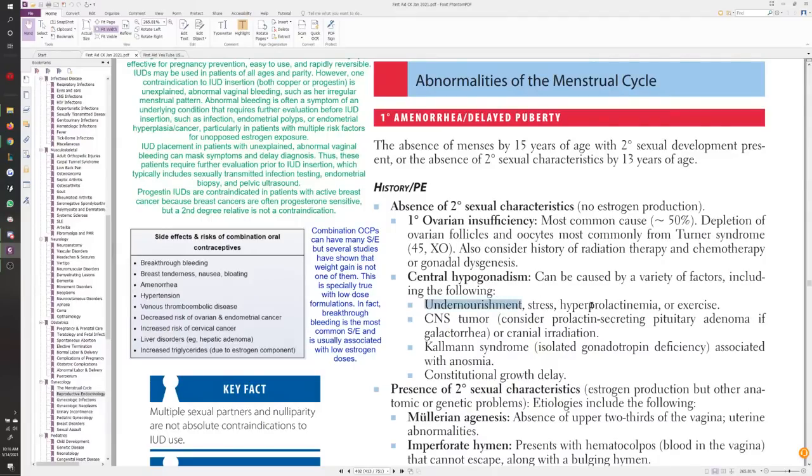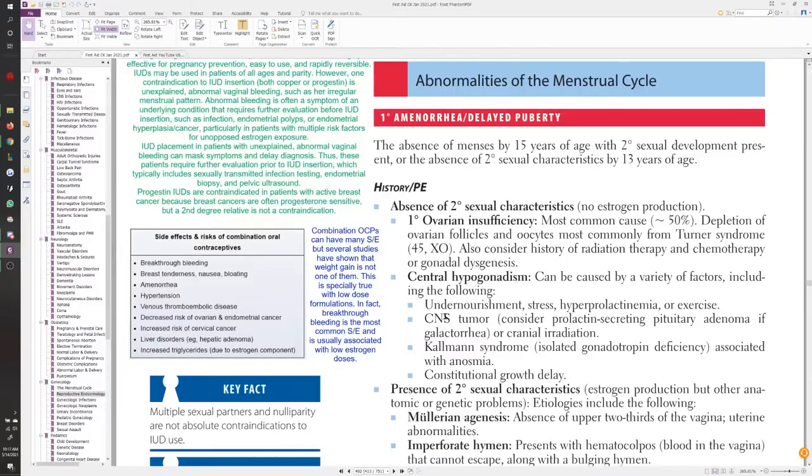Undernourishment, stress, hyperprolactinemia, or exercise. This is usually seen oftentimes in some level together, where it might be a girl that is very athletic. She might be dieting heavily, exercising way too hard because she's preparing for some kind of marathon or athletic program, and she's basically going to be too undernourished to have menses, right? There's just no blood to waste.